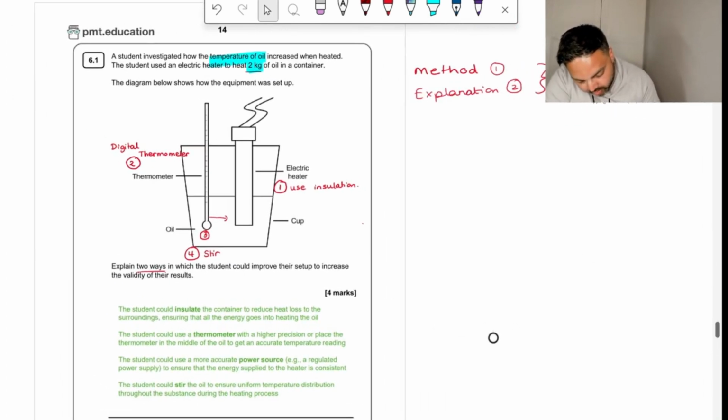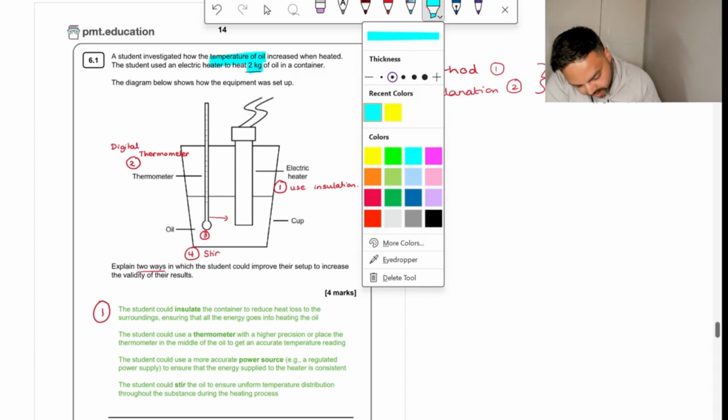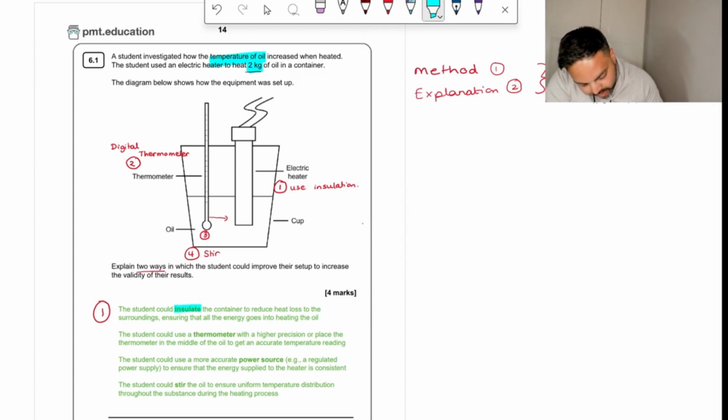So number 1, the student could insulate the container and reduce the heat loss to the surroundings. Number 2, the student could use a thermometer with a higher temperature precision. Number 3, the student could use a more accurate power source. We didn't talk about that. A power source which is regulated, or the student could stir to ensure that there's uniform heating across the board.